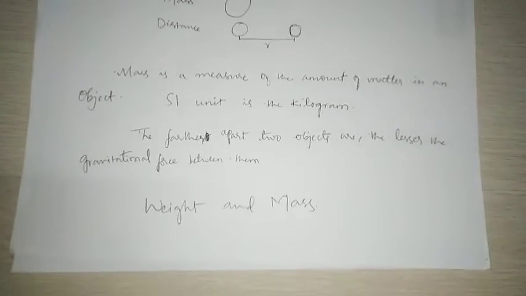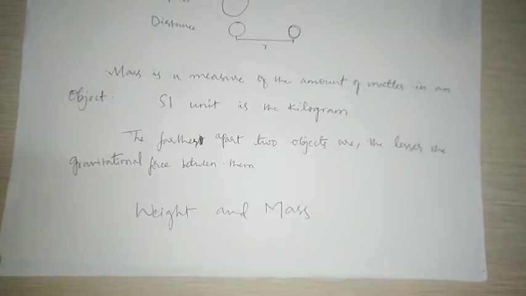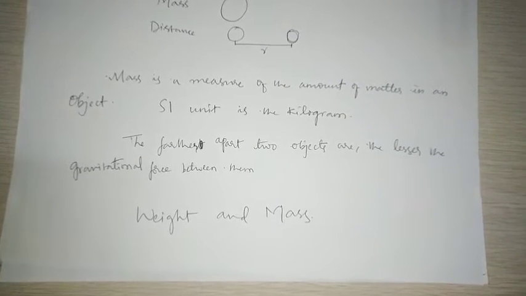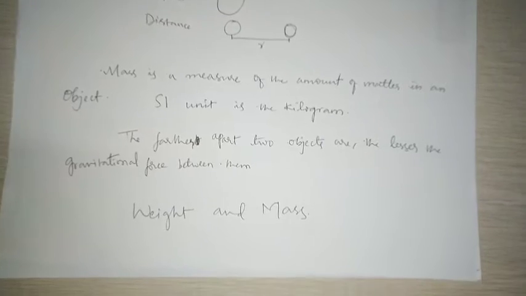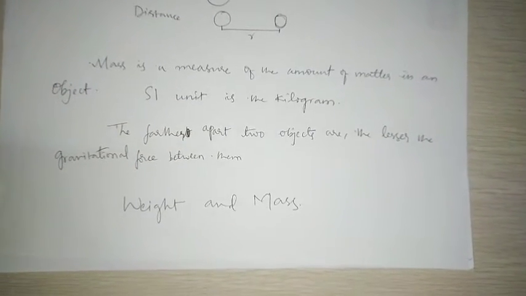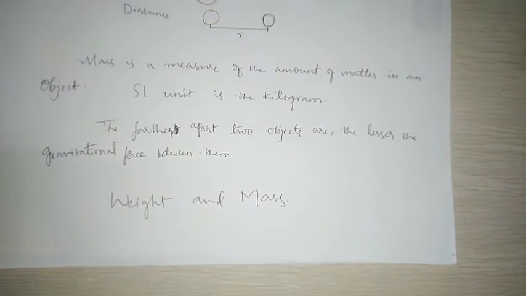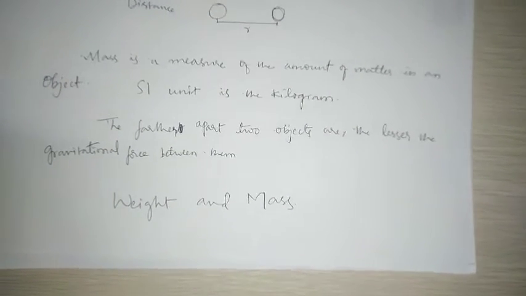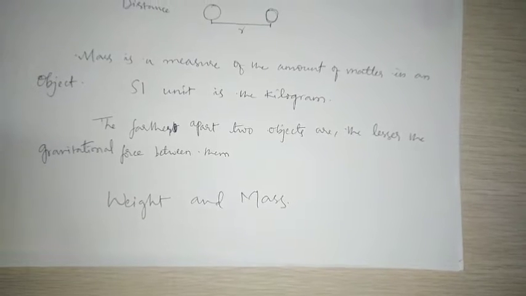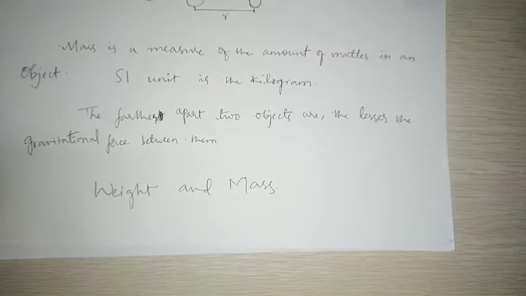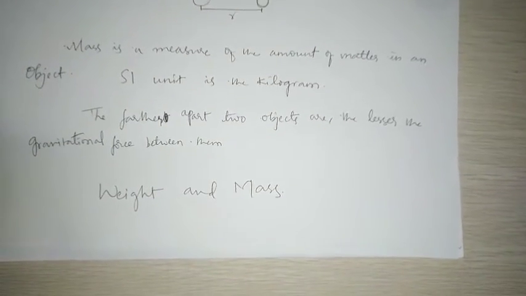Let's discuss what weight and mass are and how they are different. Mass is totally different from weight. Mass is sometimes confused with weight. Mass is a measure of the amount of matter in an object, but weight is the measure of the gravitational force exerted on an object. The force of gravity on a person or object at the surface of a planet is known as weight.